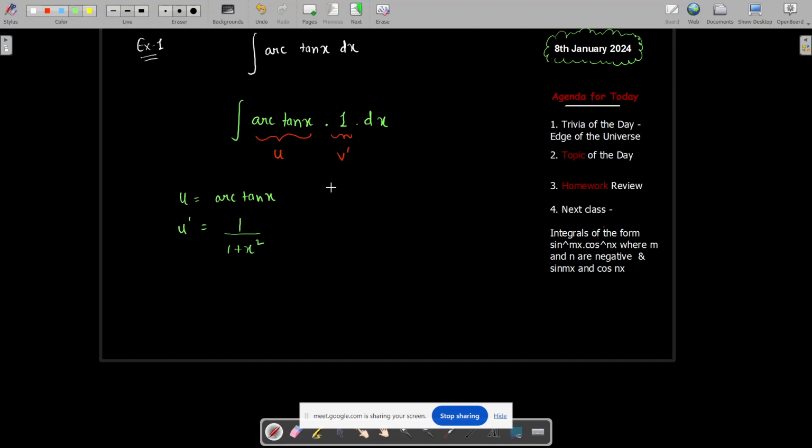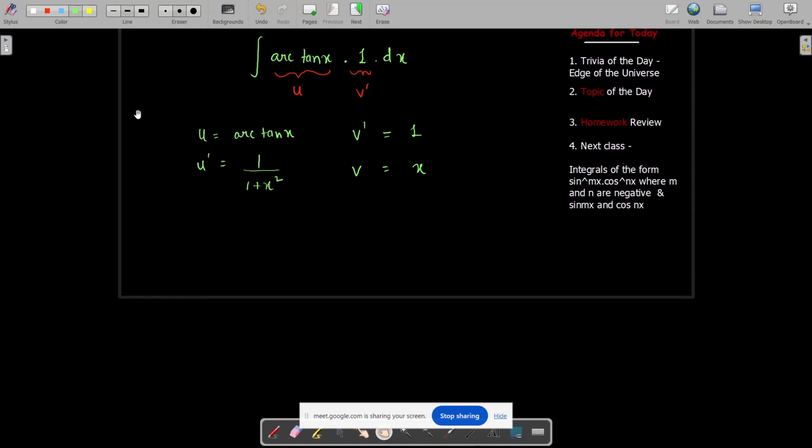Alright, so u prime is 1 over 1 plus x squared, and then we have v prime is 1, so v is x. So let's use our favorite, beloved integration by parts. We have u times v minus the integral of v prime u. So u times v is arctan x times x, so I'm writing x here, minus the integral of u prime times v, so times x, and this is dx.